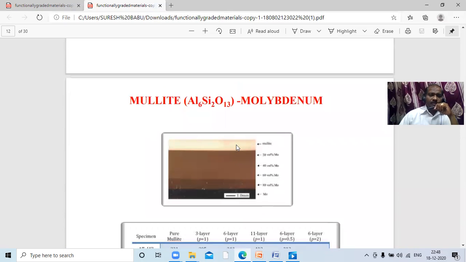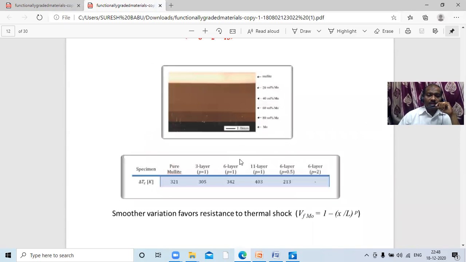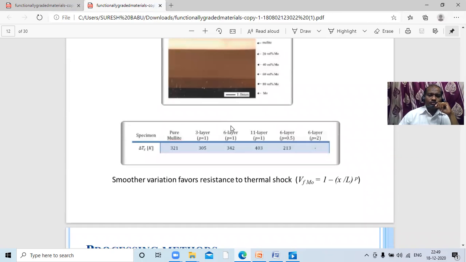If you observe this one, titanium, molybdenum, Al6Si2O13. The structure is going to be like this: one type of layer, another type, another type, another type. So these are only examples to show.